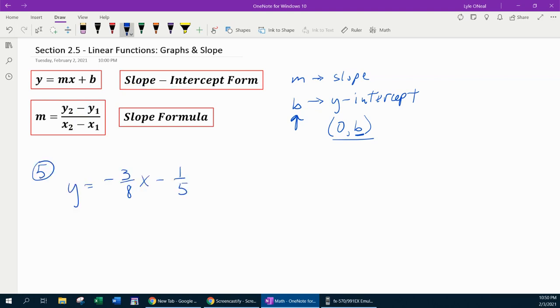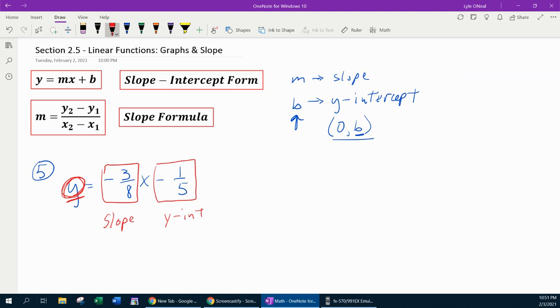The first example we're going to look at is number 5, where they give me an equation and the instructions say find the slope and the y-intercept. It is important to note that this equation is in slope-intercept form, and you can always tell because y has to be by itself. So since we're in slope-intercept form, the coefficient of x will be our slope. The other number here, the negative 1/5, is going to be our y-intercept.